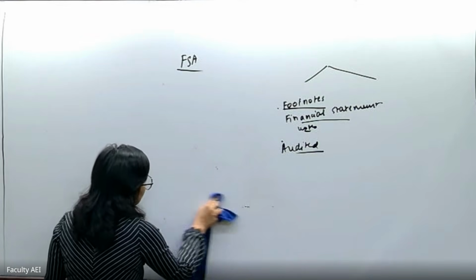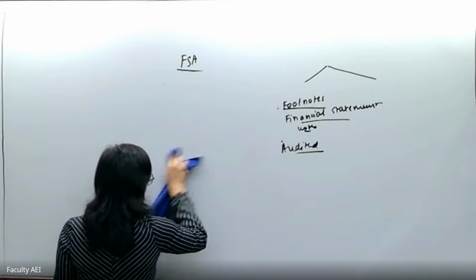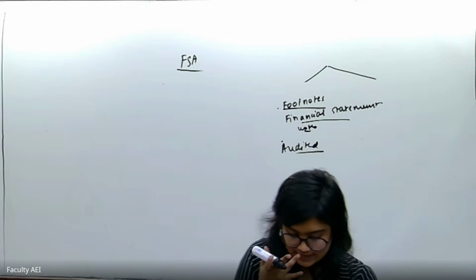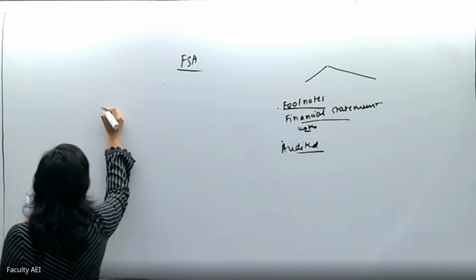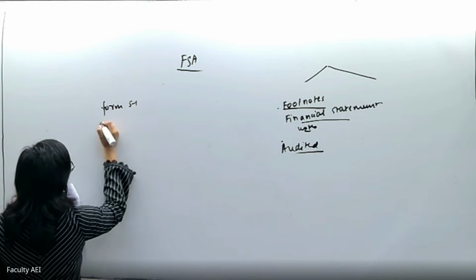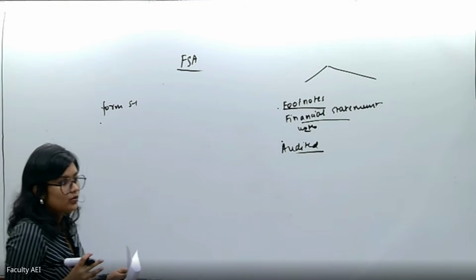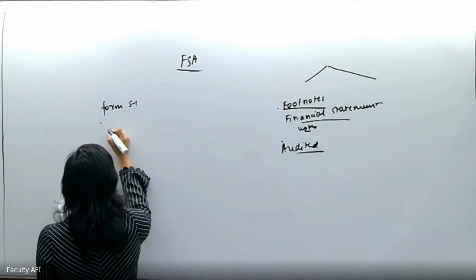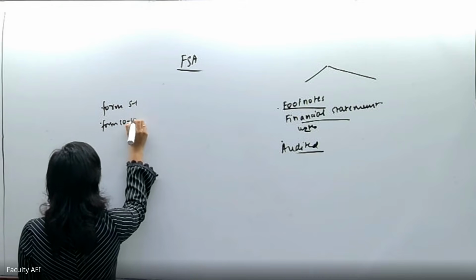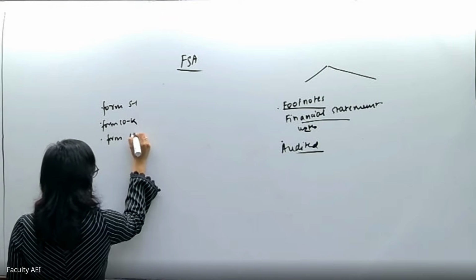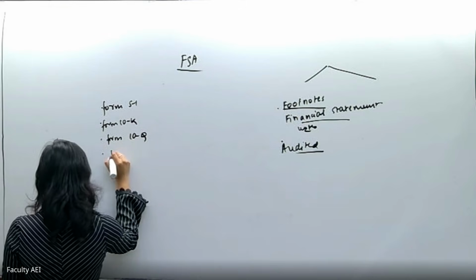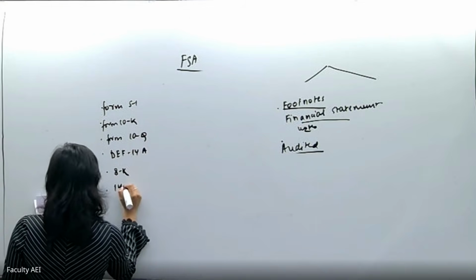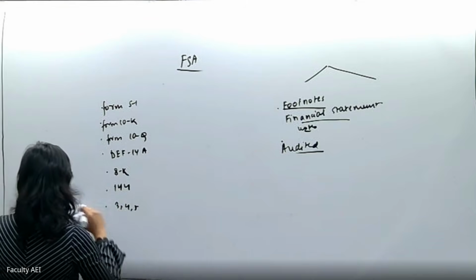After that, there are certain filings which need to be done by a company or an organization. There are certain SEC required filings. First is Form S-1. For this section, you need to know what kind of form needs to be filed under what kind of circumstances. So we have Form S-1, Form 10-K, Form 10-Q, DEF 14A, Form 8-K, Form 144, and Forms 3, 4, and 5.